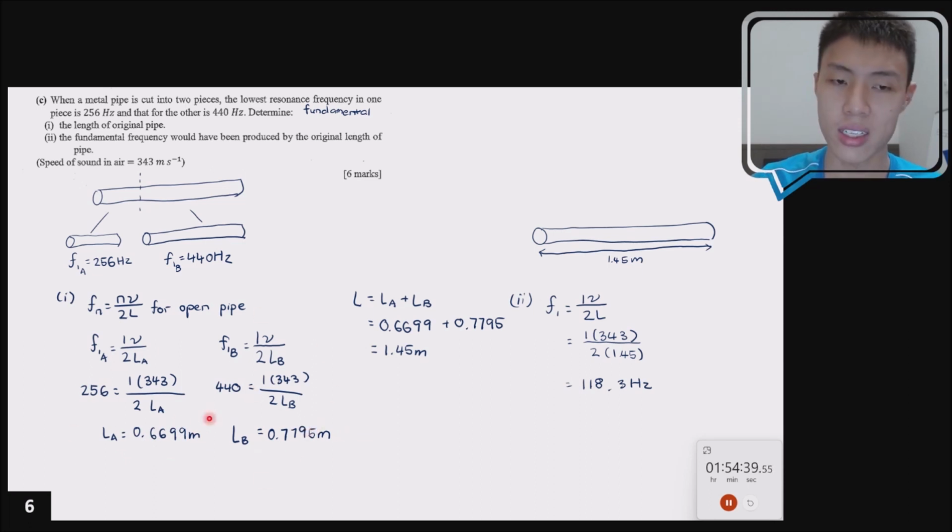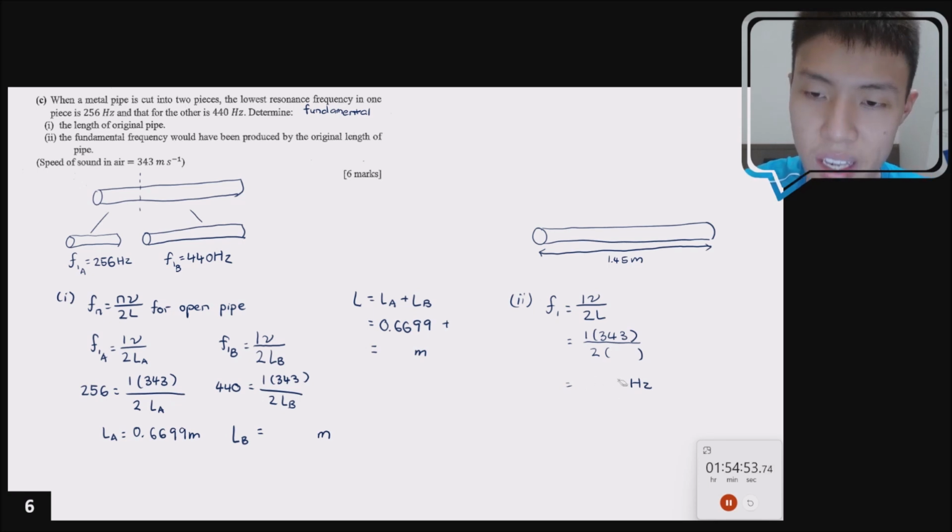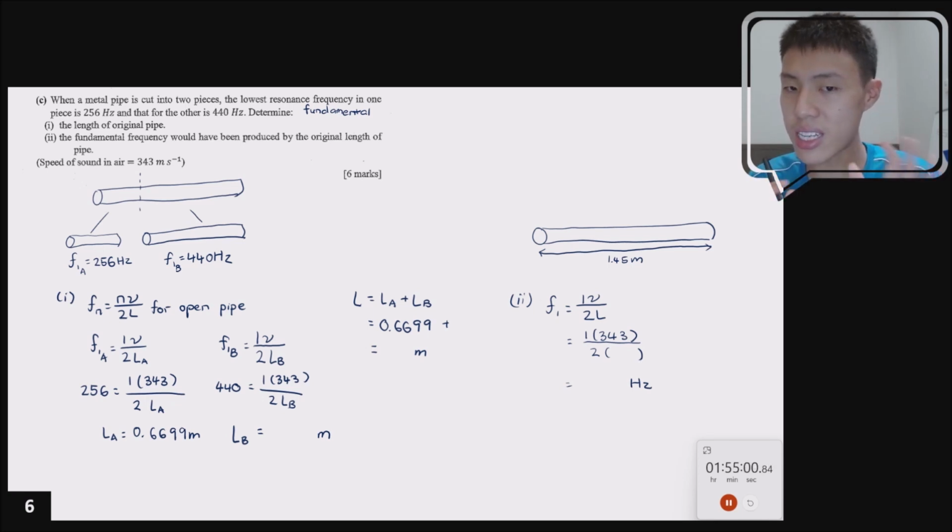So I double check my answer, and it turns out that I did make a calculation mistake. So this one is definitely not 0.7795, so this one is wrong as well. If you keep some conceptual understanding, then it will help you to sense whether your answer is correct or not. Like just now, based on my understanding, I know that shorter pipe should have higher frequency, but this pipe is higher frequency and the pipe is longer, so you know something is wrong over here.